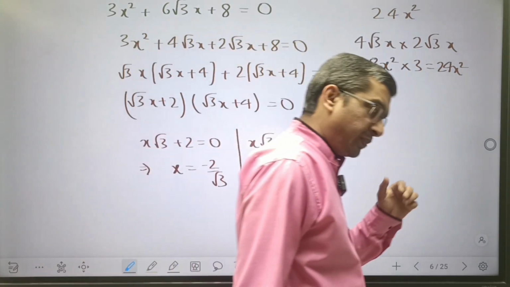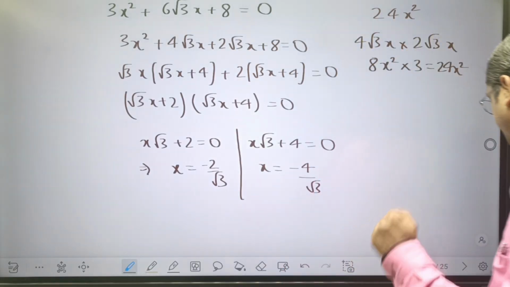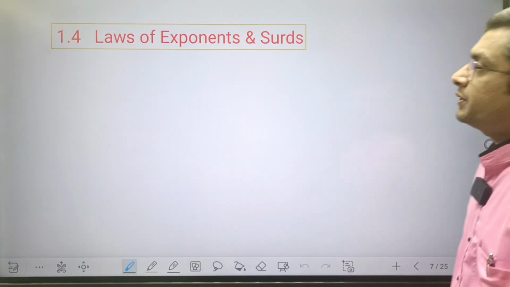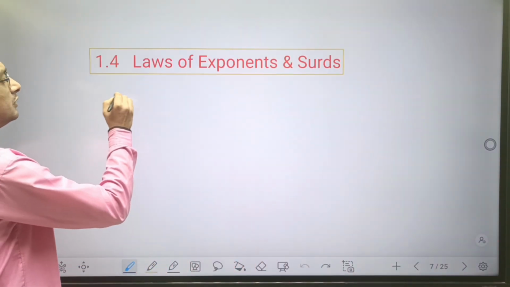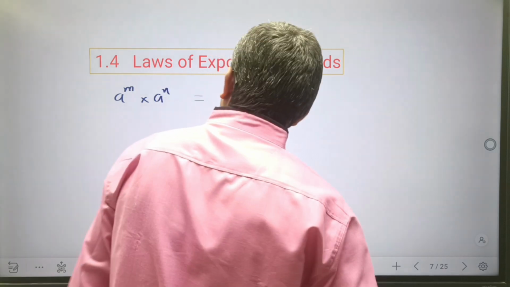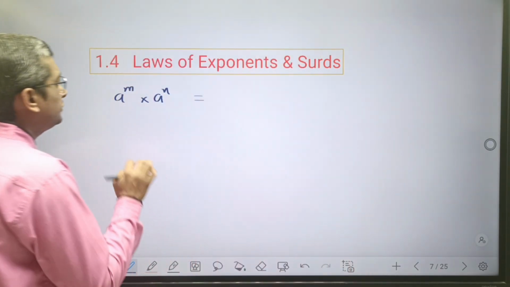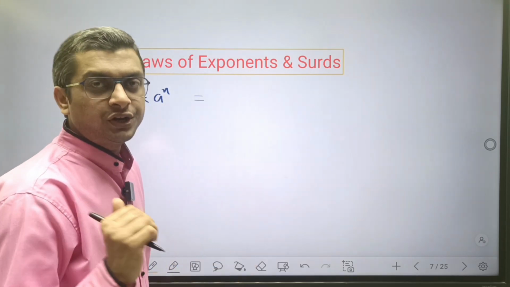So we have done 3 practice example numericals, example questions of the topic quadratic equation. Let us move to the next topic, that is laws of exponents and surds. A to the power m into a to the power n. First, let us consider the terminology. This a is known as base and m is known as power, or you can say exponent.